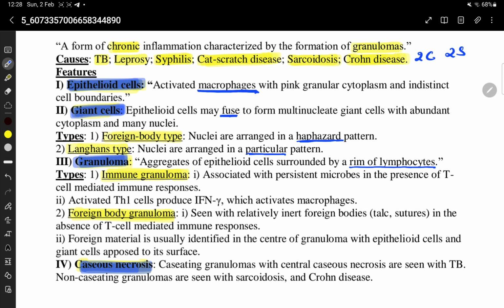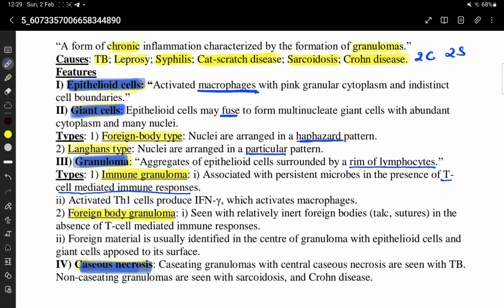Immune granuloma is associated with persistent microbes in the presence of T cell mediated immune response.